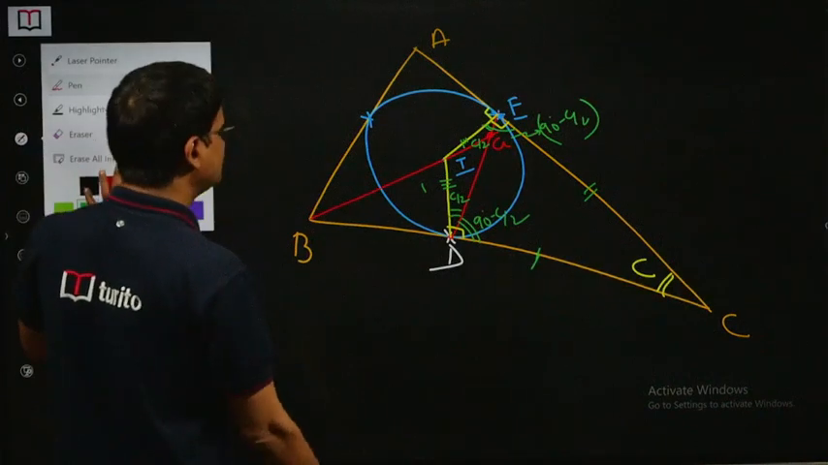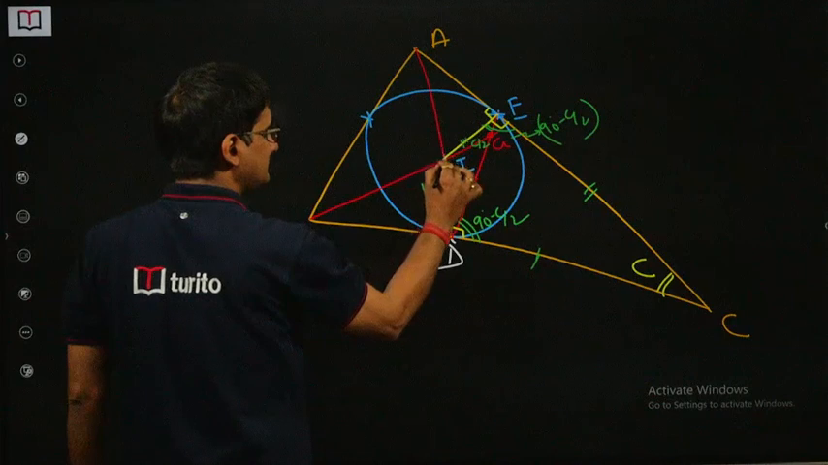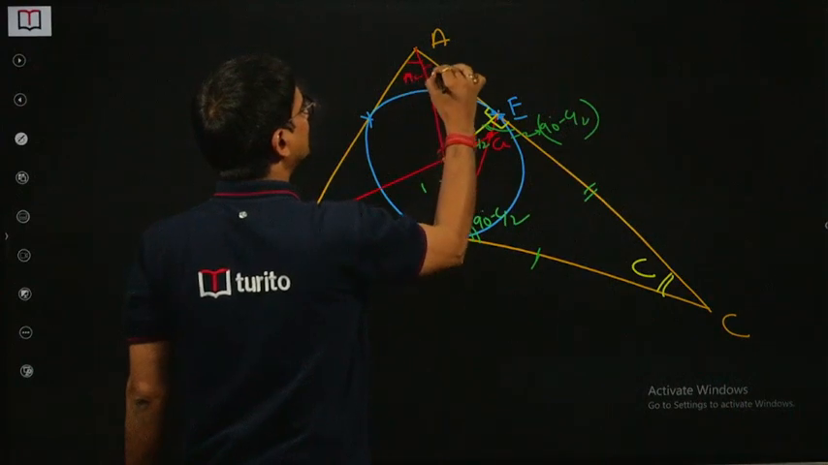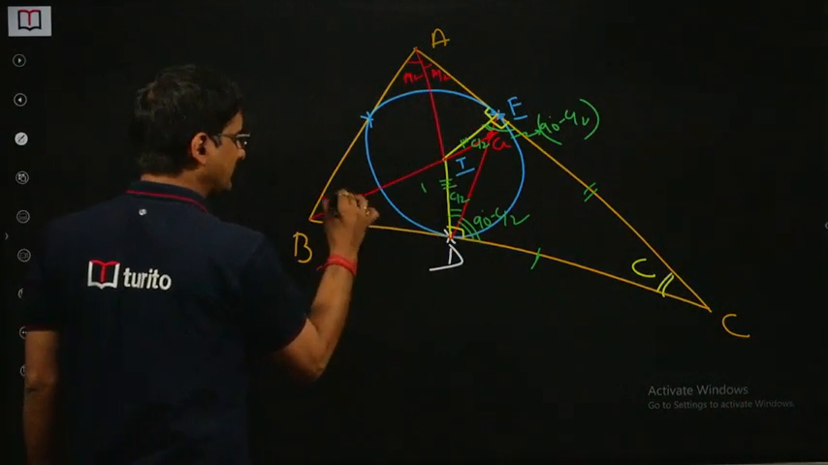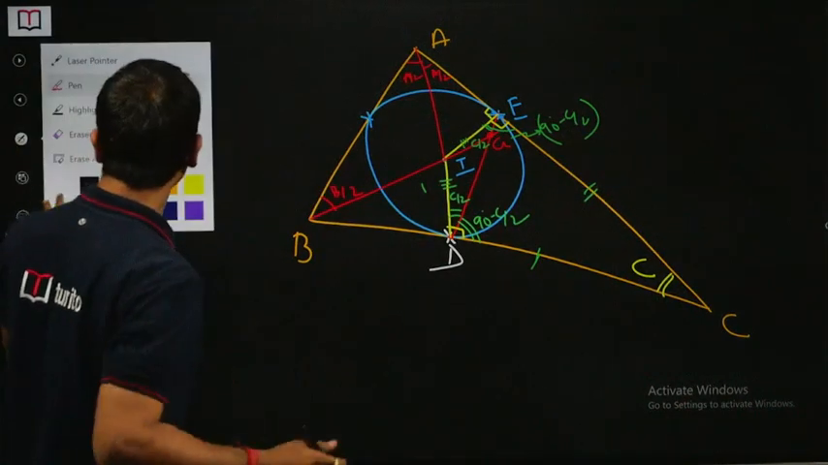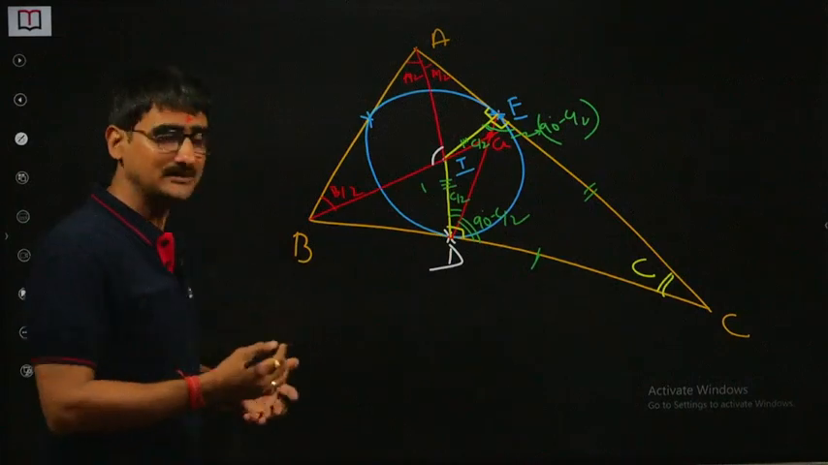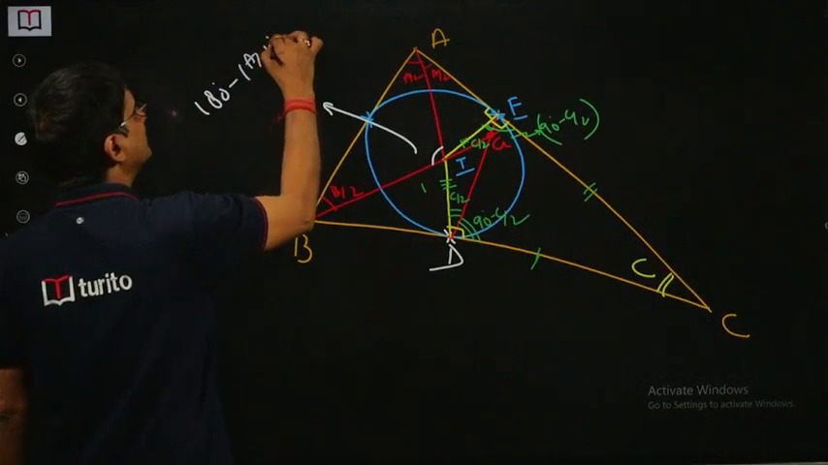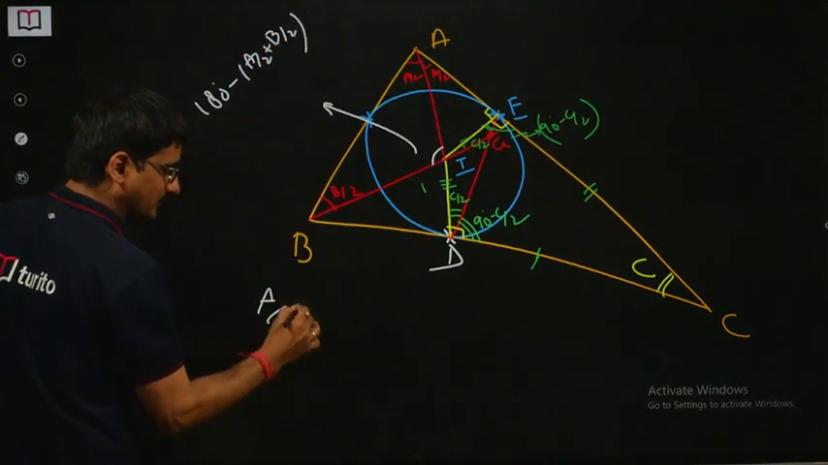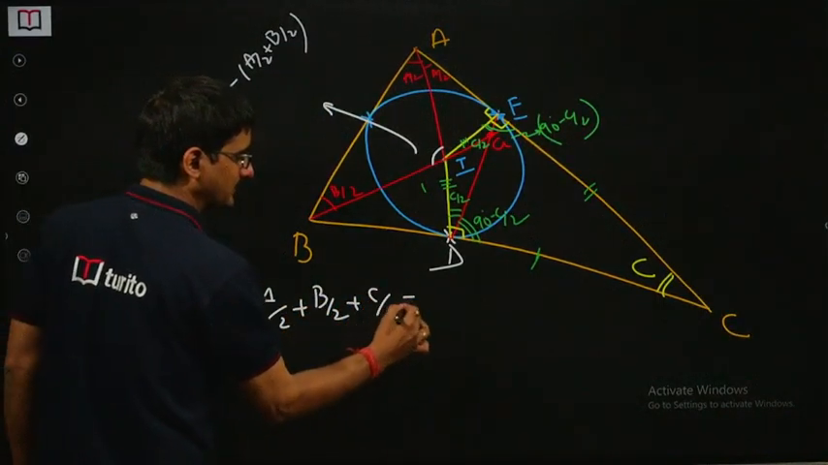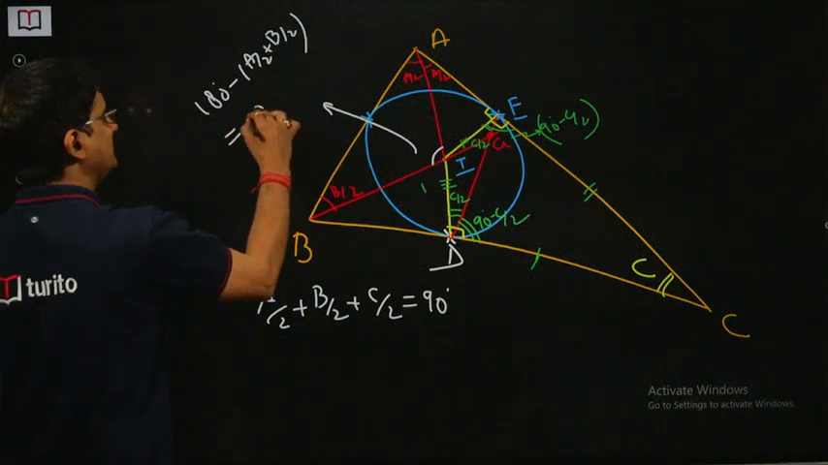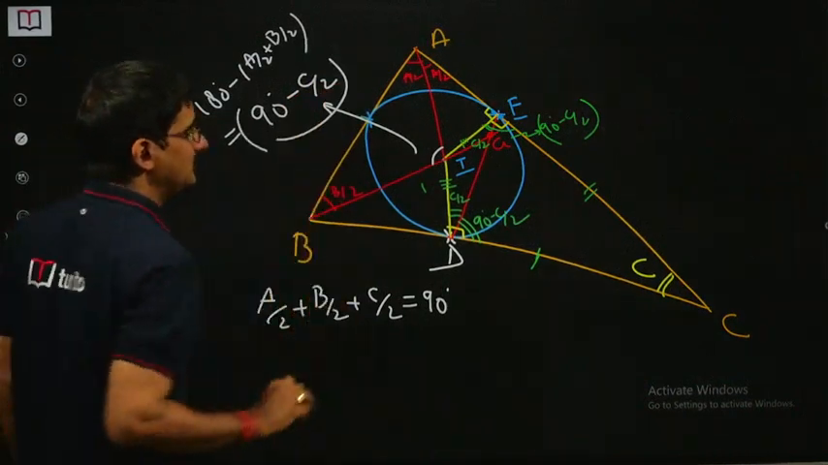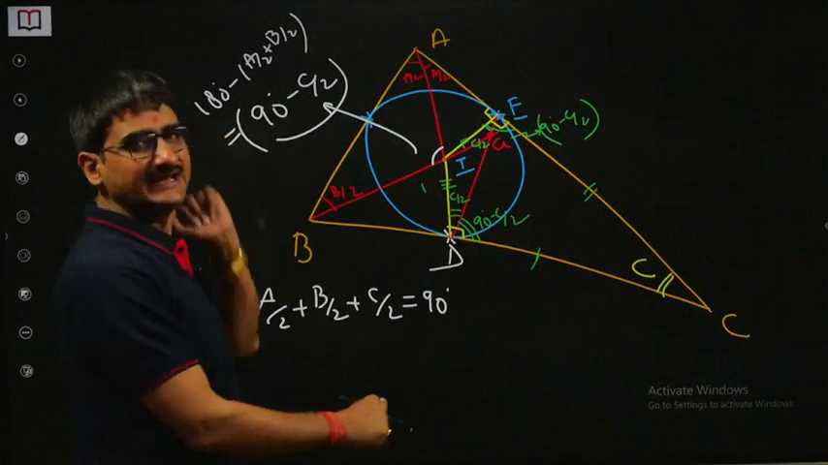Now, if I join A and I, again that has to be the angle bisector. So this is A by 2, this is again A by 2, this is of course B by 2. So how much is this angle? Again, using the angle sum property, this angle is 180 degrees minus (A by 2 plus B by 2). But we know A by 2 plus B by 2 plus C by 2 is nothing but 90 degrees. So this is 90 minus C by 2.